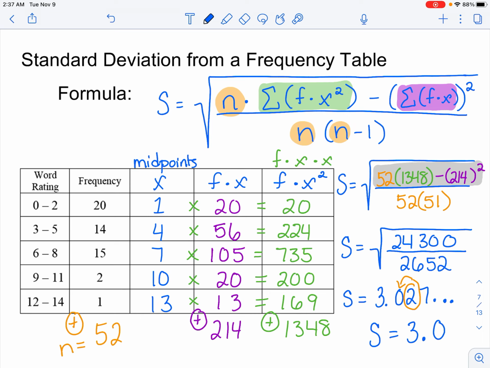So that's how I calculate standard deviation from a frequency table. Again, the blank table will be provided with the headings of x, f times x, and f times x squared. You're responsible for knowing how to come up with these numbers. You're responsible for knowing how to plug the numbers into the formula, but you are not responsible for having this formula memorized. It would be provided to you on a test. All right, so that's standard deviation from a frequency table.